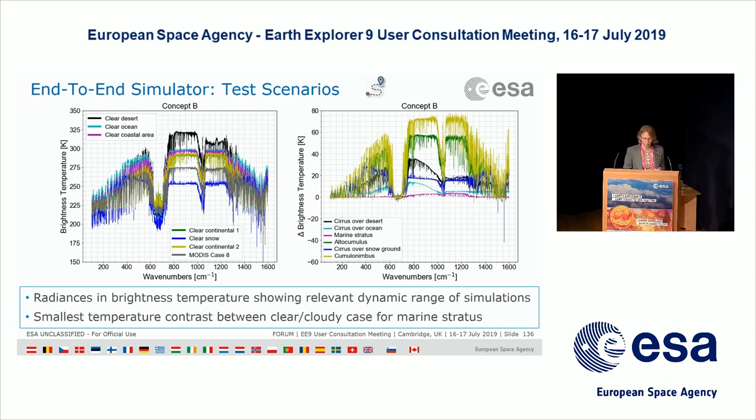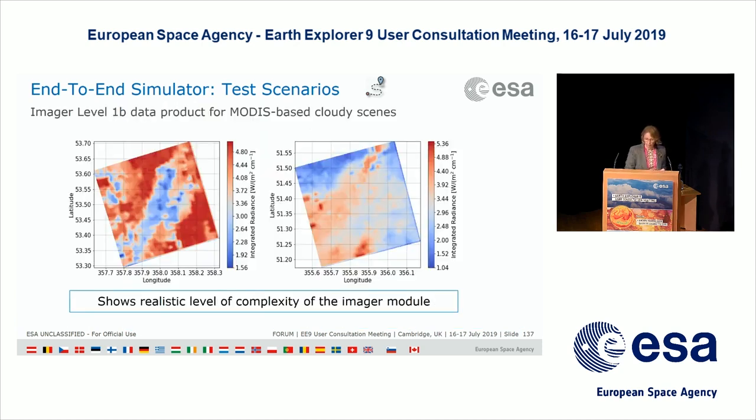This is the output of the instrument module for the imager. So you can see that level of detail versus the 2 cloudy scenes from MODIS, so they show realistic 5 minutes. So it shows the realistic level of complexity of the imager module.